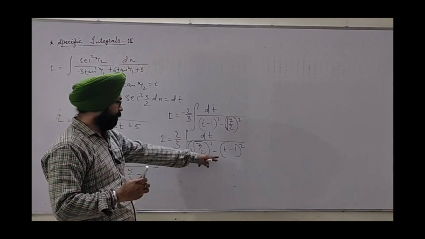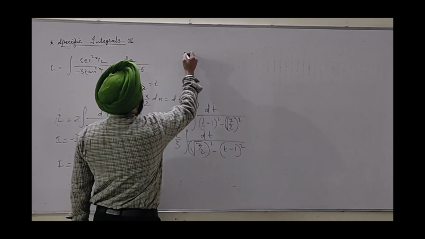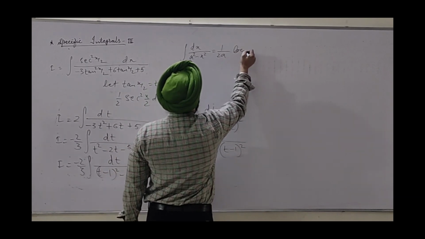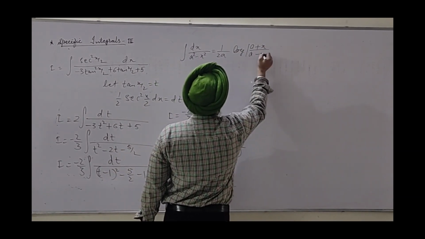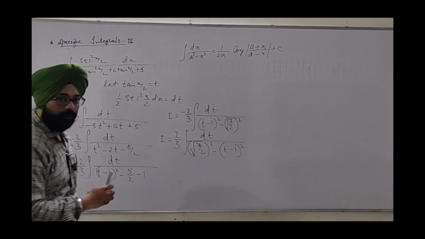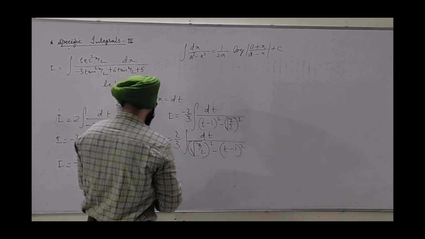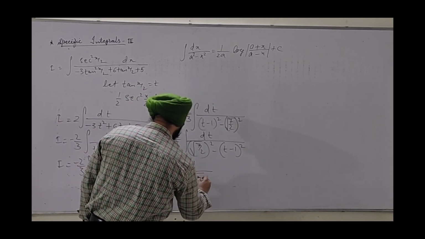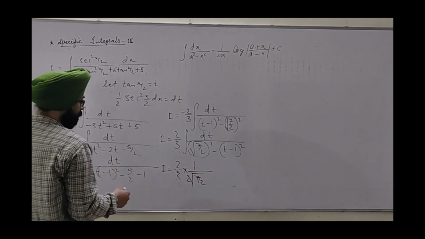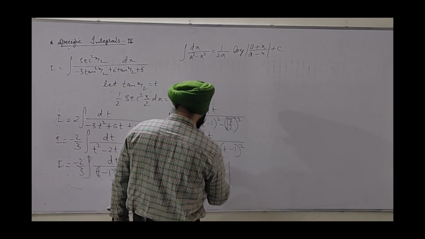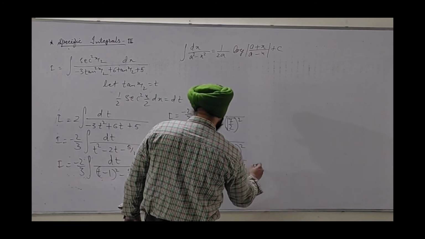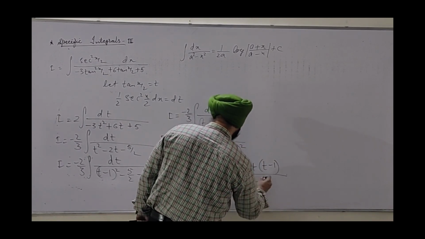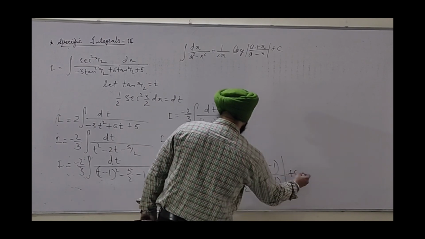Check. It's 1 upon a square minus x square. Again, the formula for the integral of dx upon a square minus x square is 1 upon 2a log of a plus x upon a minus x plus c, which will be used. Okay. So this can be written as I equal to 2 by 3, 1 upon a into 2, log of a plus x, root 7 by 2 plus t minus 1, upon a minus x, root 7 by 2 minus t minus 1, plus c.